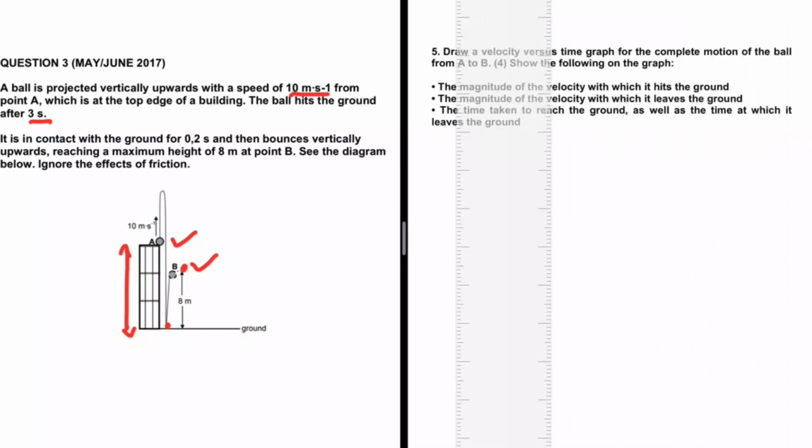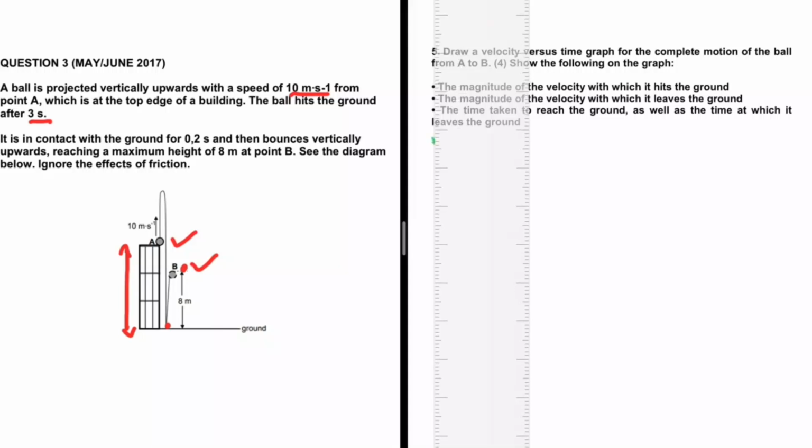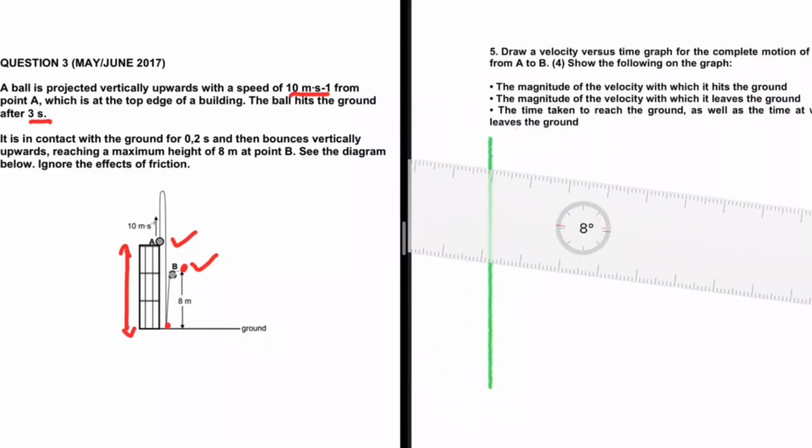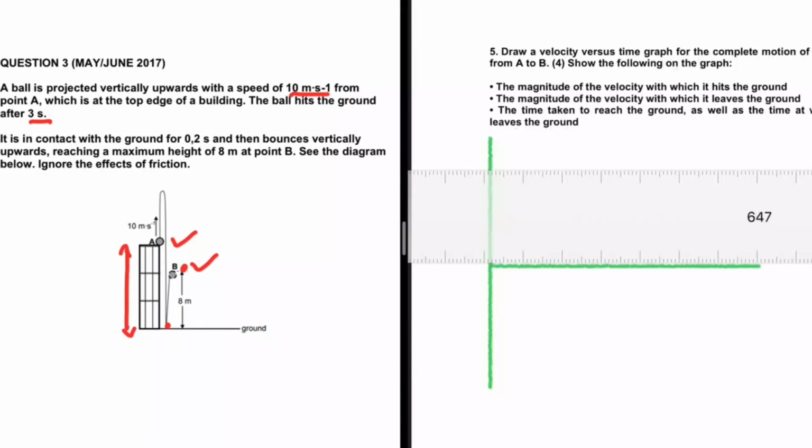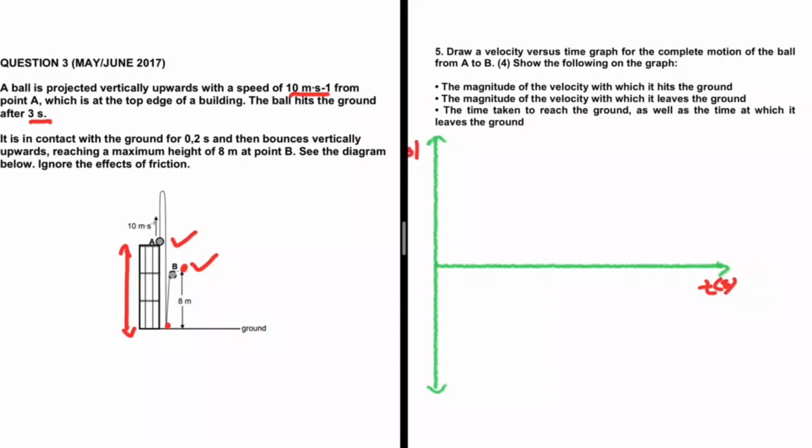We need our set of axes, obviously. So there we go. We have our y-axis and we have our x-axis. In our y-axis, we have the velocity, obviously, in meters per second. And on the x-axis, we have the time in seconds. So this is velocity in meters per second. Let's go ahead and fill out the x-axis. It hits the ground after 3 seconds. So let's say 1, 2, 3, 4, 5, 6.